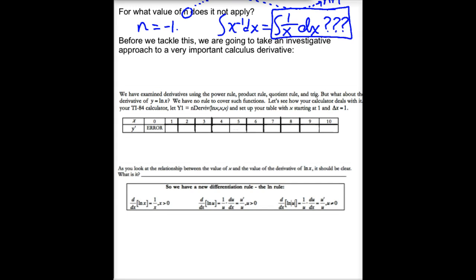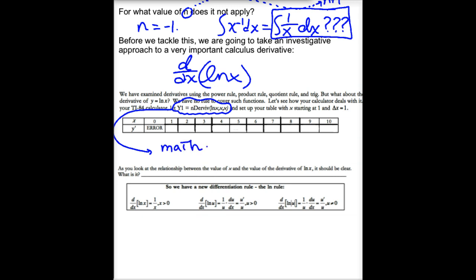So basically I'm going to take a little investigative approach here on the calculator. We're going to investigate what the derivative with respect to x of the natural log function is. We're not going to do a proof. We're just going to go to our calculator, and in y1 we are going to put our derivative. And remember how we do that. We choose Math 8.